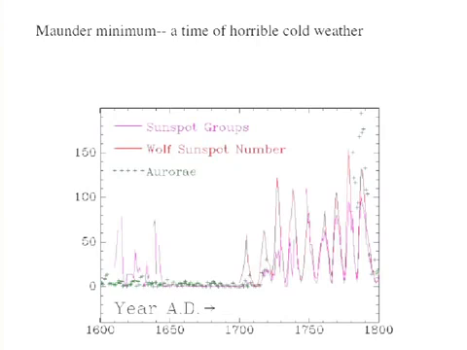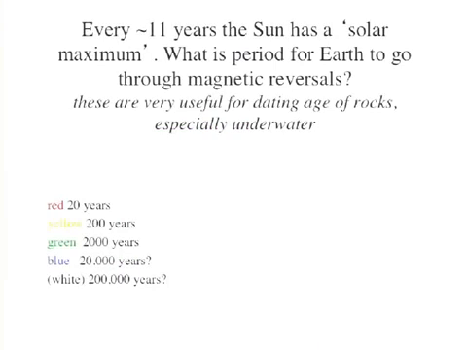Now what happens? Okay, so every 11 years the sun has a solar maximum. What's the period for Earth to go through magnetic reversal? Anybody? 20 years? 200, 2,000, 20,000, 200,000? Anybody guess? Sorry? 20,000.